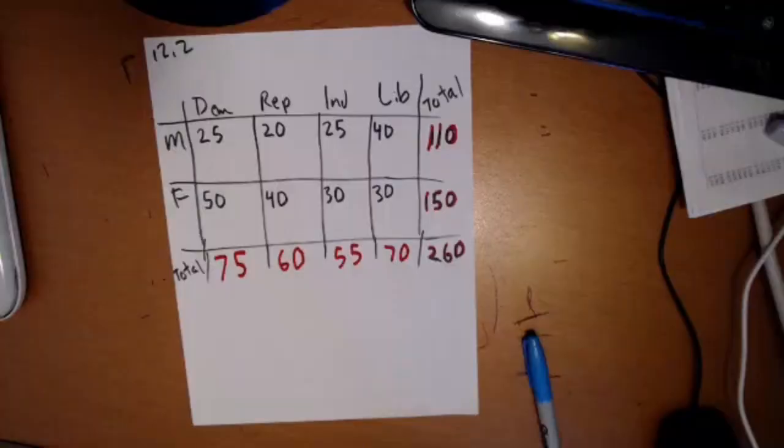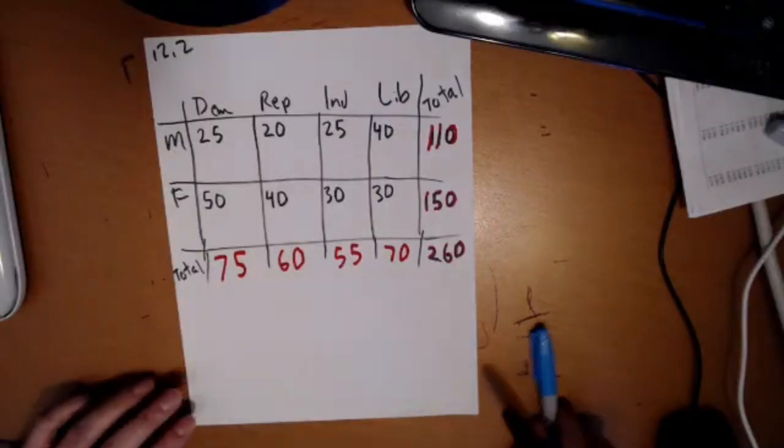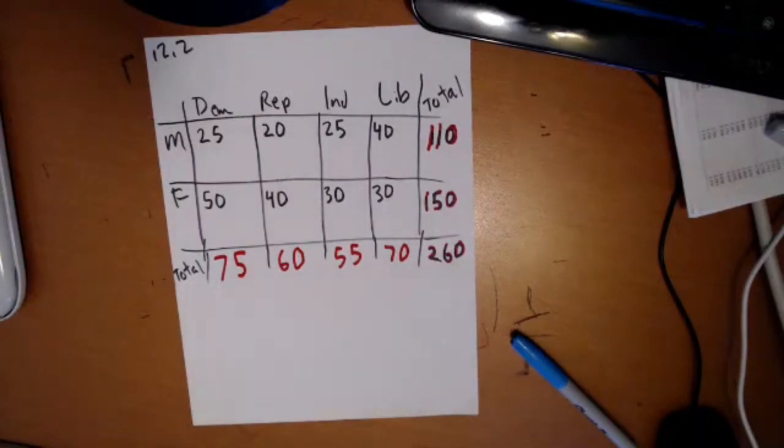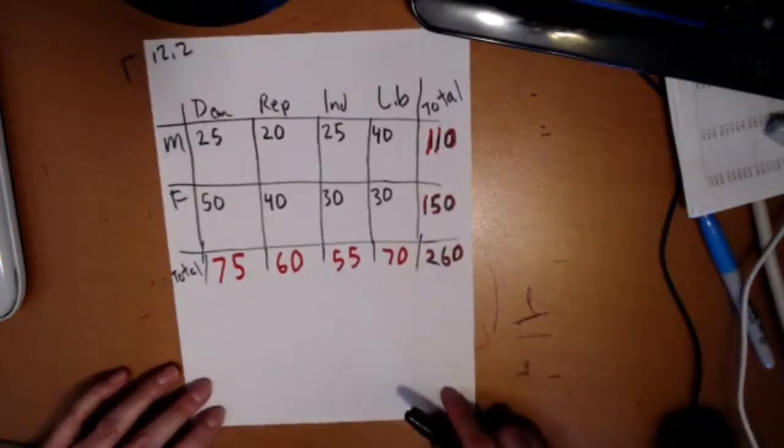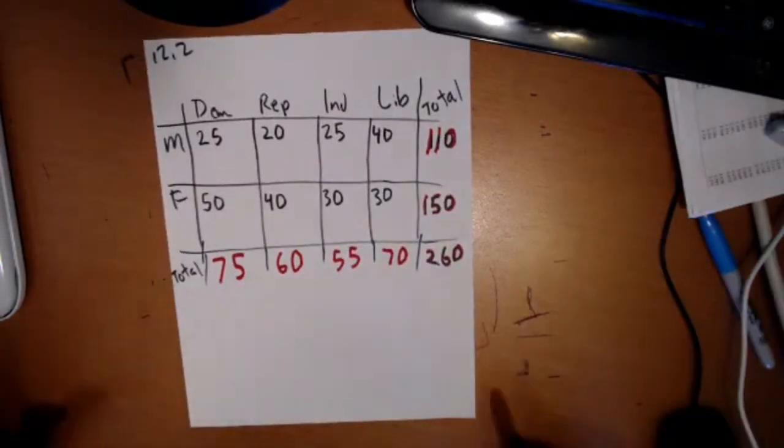Hey folks, 12.2. Okay, 12.2. Test for independence and the homogeneity of proportions. Sounds scary, but no big deal. We're going to be doing more hypothesis tests, and hopefully we're getting used to the game.